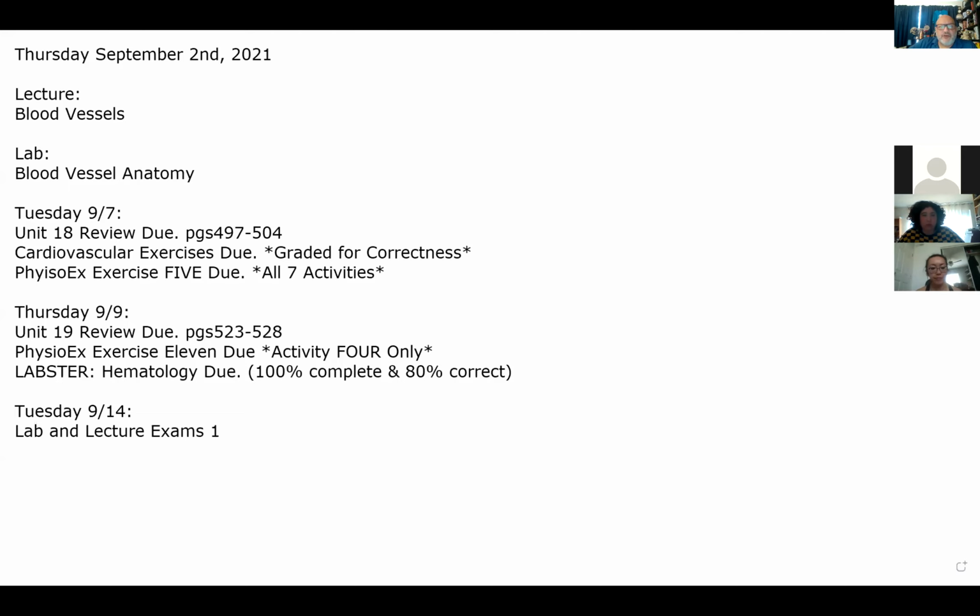I know last time we were talking, there were some issues of people completing the activity and it wasn't uploading properly into Canvas. Labster has been made aware of it, and it appears that the error has been fixed. So hopefully it won't continue to be an issue moving forward.